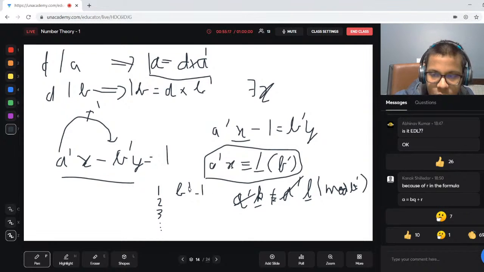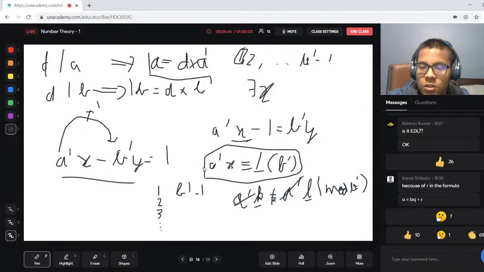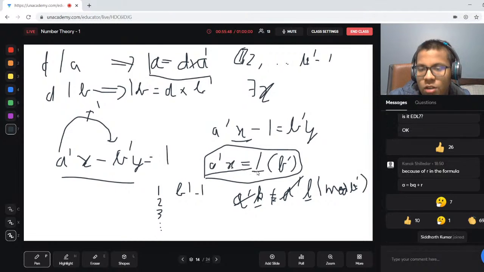So no two of these values will give us the same congruence mod B prime. So all of these will give us different congruences. But the congruence can take values from 1, 2 till B prime minus 1, and no two are the same. So every number must correspond to some congruence. So some number will correspond to 1 as well. So we will get a number such that A prime X is congruent to 1 mod B prime. Is that fine? You can give a thumbs up if it's fine.